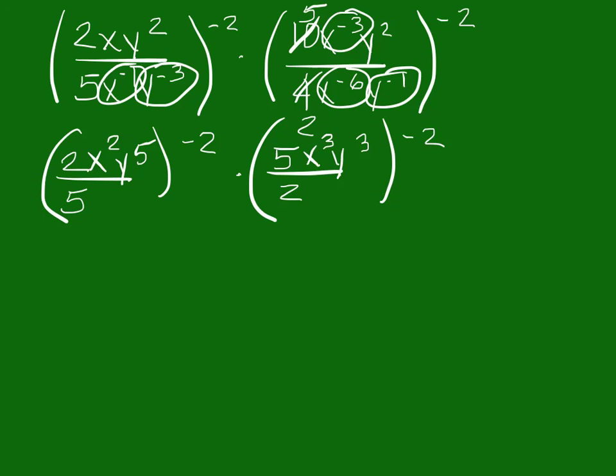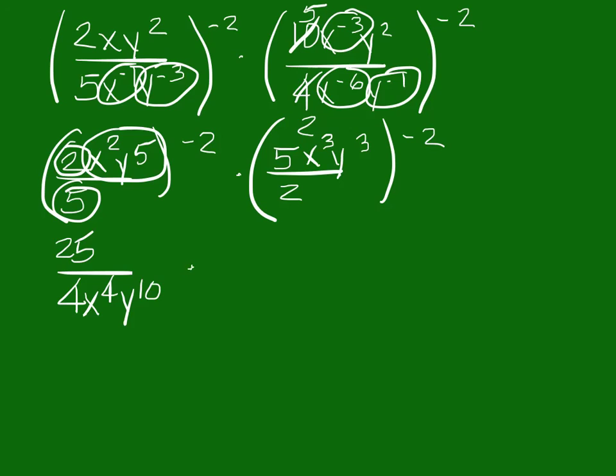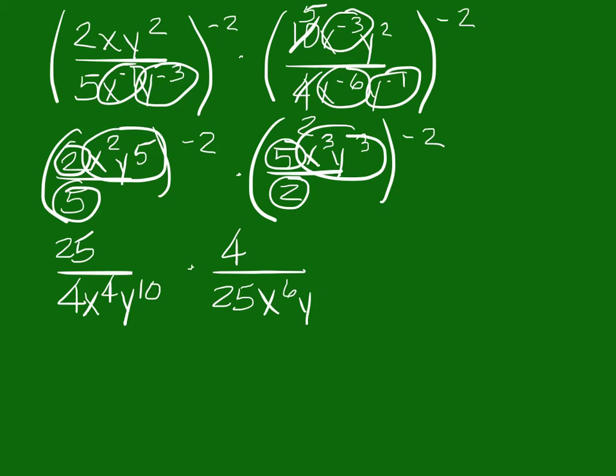Now go back and switch where necessary. This 2 to the negative 2nd is a 4 on the bottom, and that 5 becomes 25 on the top. These will go to the bottom and be x to the 4th, y to the 10th. And we'll have this becoming 25 on the bottom, and this becoming 4 on the top. These will both go to the bottom, x to the 6th, y to the 6th. Cancel 4 and 25. They are all gone.